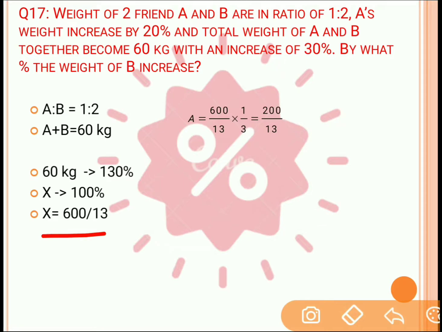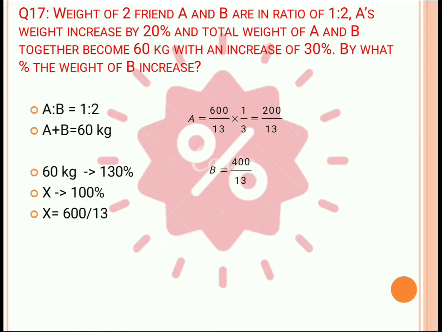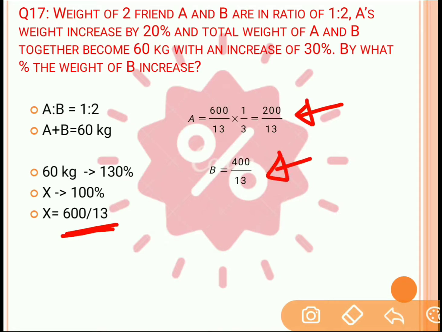Now 600 divided by 13 is nothing but the total weight of A and B together, and that was the original weight of A and B. Now we know that the weight ratio of A and B is 1:2. So the weight of A is 1 by 3 of this 600 by 13, which is nothing but 200 by 13 kg. So this is the original weight of A. Now the original weight of B is nothing but 600 divided by 13 minus 200 by 13. So it will be 400 by 13 kg. So these are the original weights of A and B.